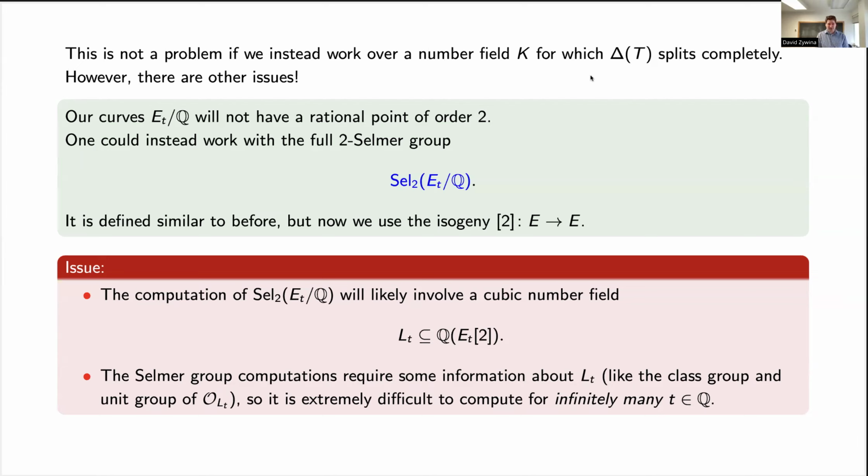But that has issues. The basic issue is that any Selmer group computation feels like it's going to use a cubic number field, the number field over which a 2 torsion point is defined. And then when you're doing Selmer group computations, it feels like you're going to need to know the class group and the unit group of this particular cubic. And these cubics are going to vary as you vary your T. And so trying to understand all this information with varying T seems maybe even harder than the problem I'm starting with. So that's why I picked the simplest kind of descent, where I didn't have a number field that's varying in my parameter T.